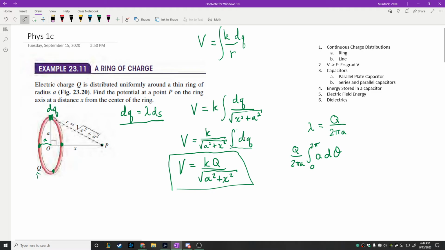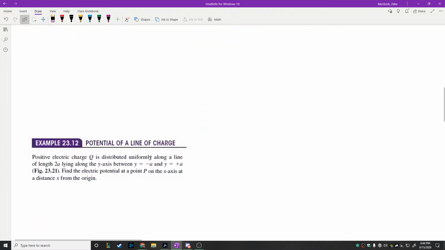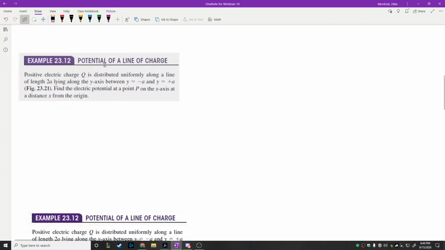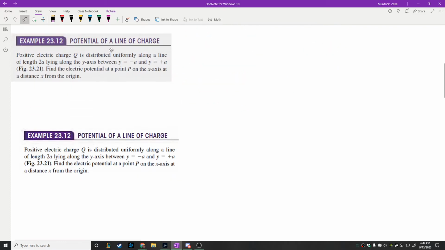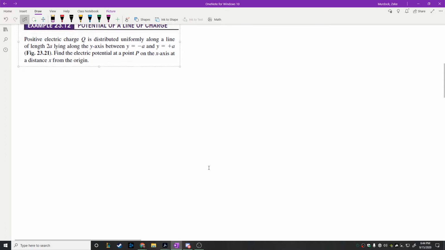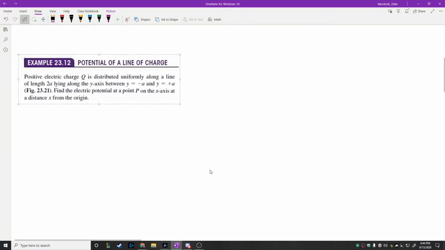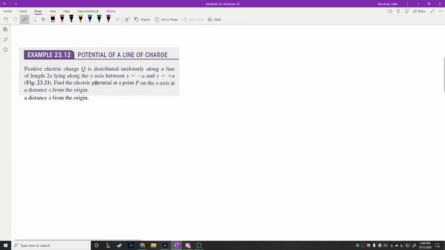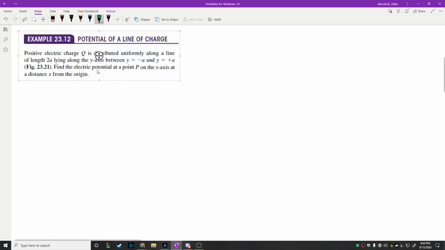All right. So let's do one of these with a line of charge, because I know you guys have a homework problem like this. Let's scroll up here. This one's a little trickier. So you have a positive charge Q distributed along a uniform line. So let's get a line here. So there's our line of charge. It's going to carry a total charge that we call Q.